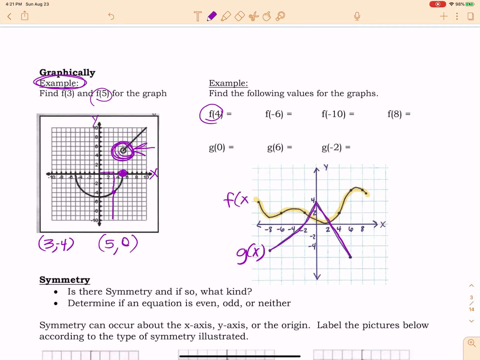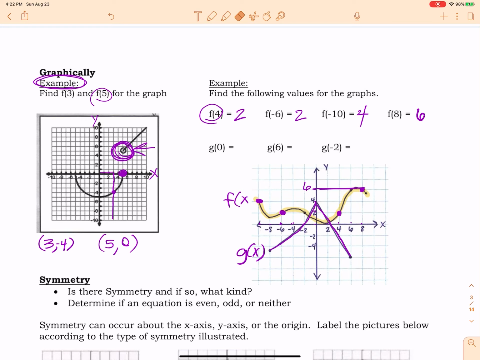Okay, so f of 4. I come over here to 4 and I go up right here. It intersects right there, so that is a 2. So I go over 4 and then up 2. That's where that point is. f of negative 6. I go over to negative 6 and up. It's got the same value, 2. f of negative 10. I go negative 2, 4, 6, 8, 10, and go up here. That is going to be 4. And then f of 8, I go over 2, 4, 6, 8, and up all the way to right here. And these count by 2, so that'd be 2, 4, 6. That's where that is right there at 6.